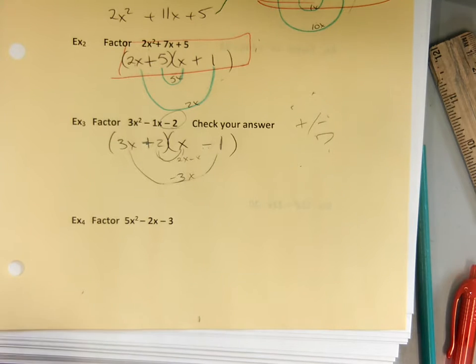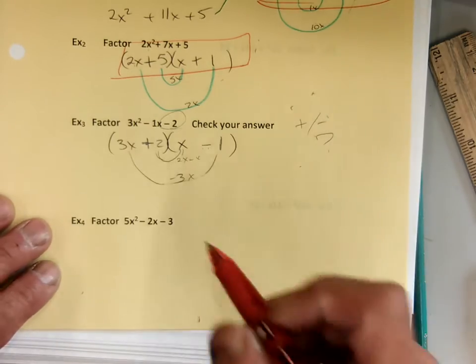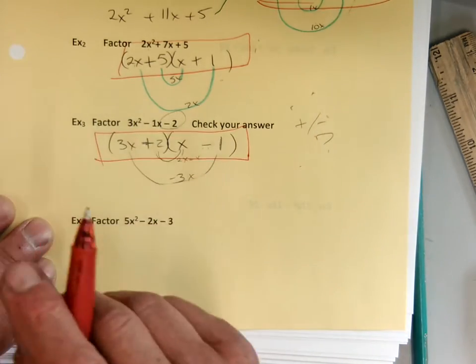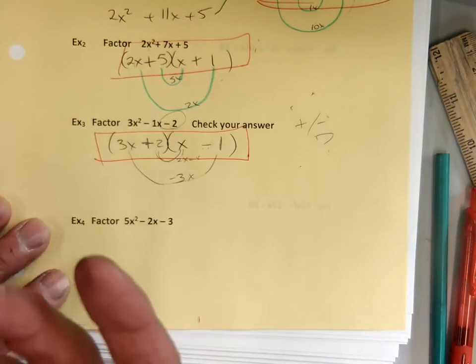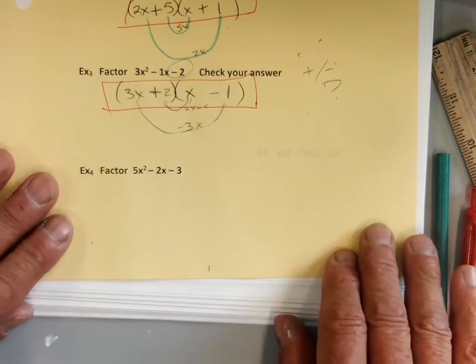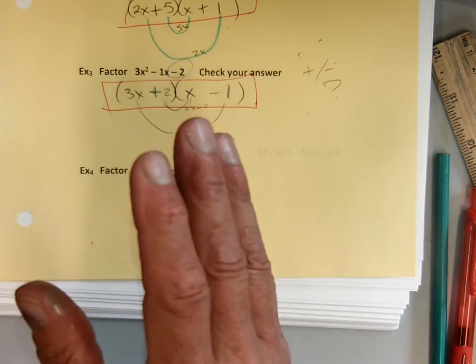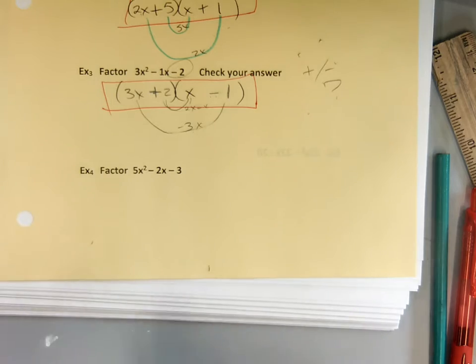So sometimes, if we guess and check it doesn't work, we do it again. Okay? Thumbs up. I'm hoping that you're going to get good enough at this that you can see it right off the bat and put it down. Okay? Example 4. What are we going to do?